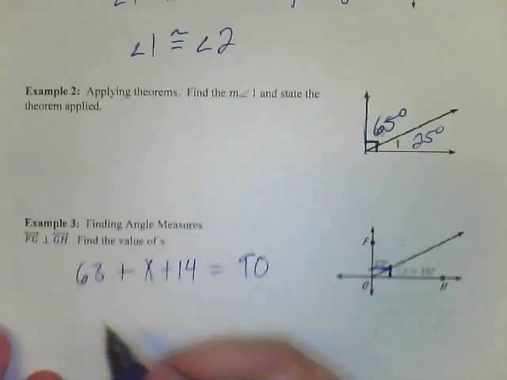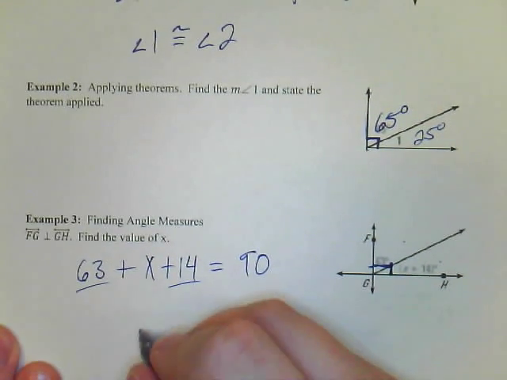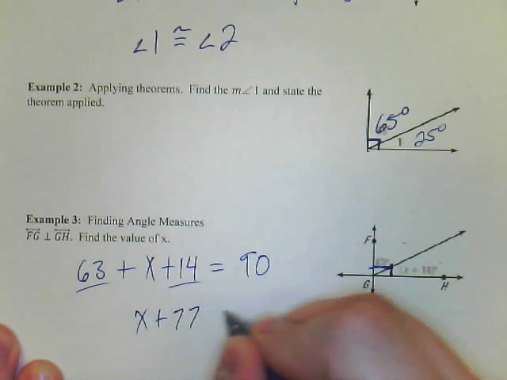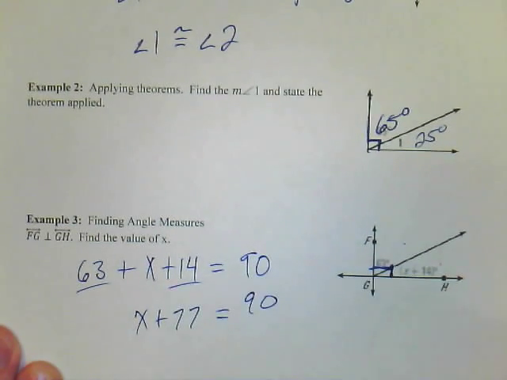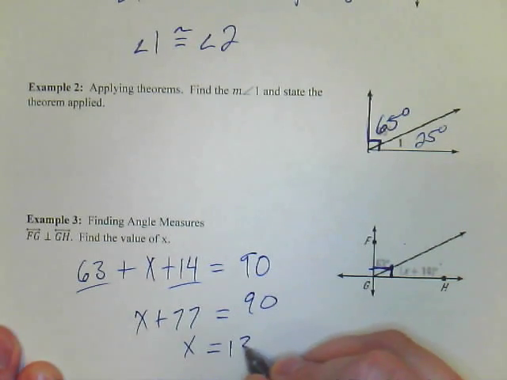Well, we can combine like terms then. 63 and 14 are like terms. So that's X plus 77 equals 90. And then we can subtract 77 from both sides to get that X is equal to 13.